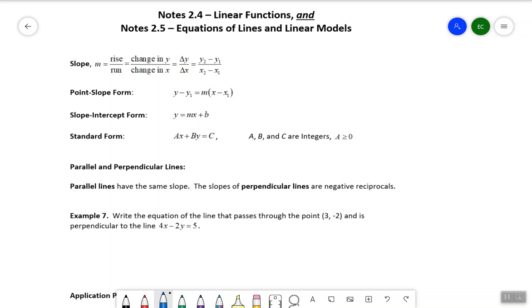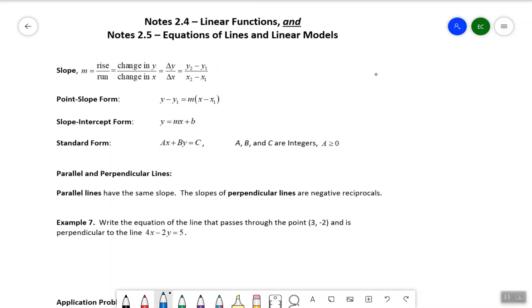We have a couple more problems to look at in section 2.4 and 2.5. First, I'd like to talk about parallel and perpendicular lines. Parallel lines have the same slope, and perpendicular lines have slopes that are negative reciprocals of each other.